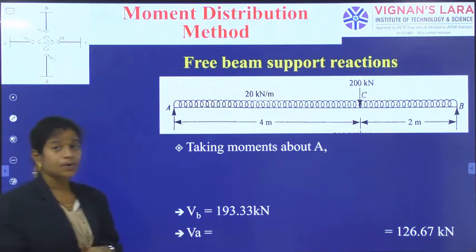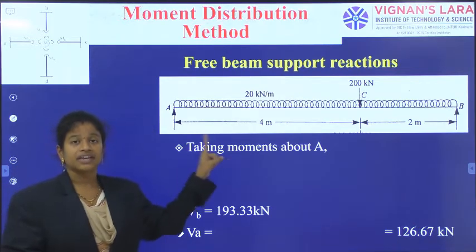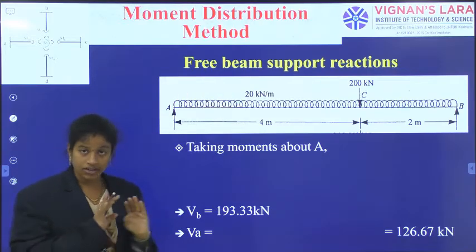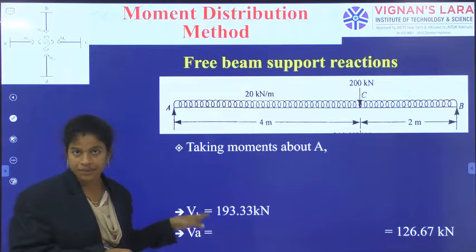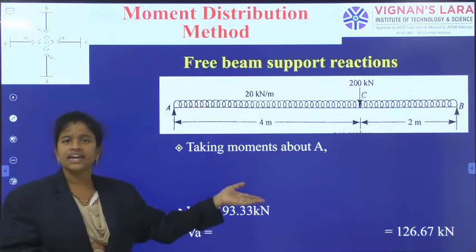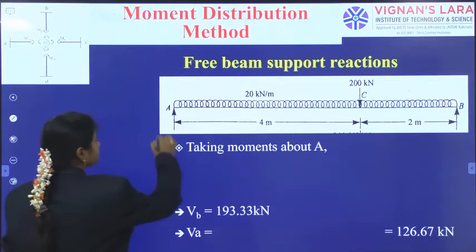Further, a simply supported beam's bending moment diagram will be obtained after we calculate the support reactions. Okay, so for the free beam, what are the support reactions? This is not the actual structure, this is only a free beam. So for the free beam, how can I calculate the support reactions? Simply the VA and VB answers, which we can evaluate.